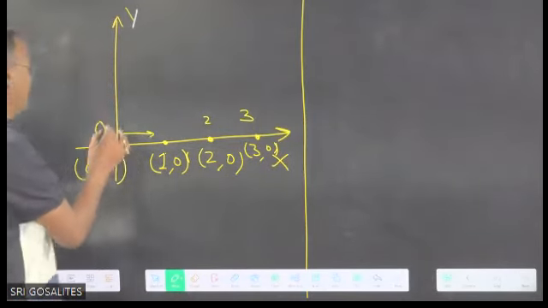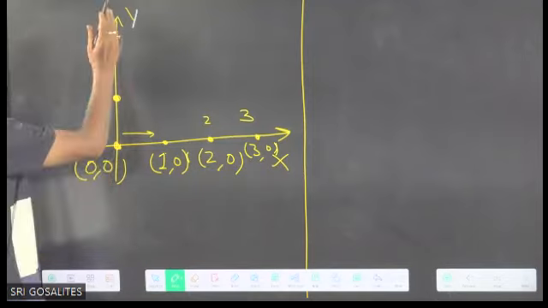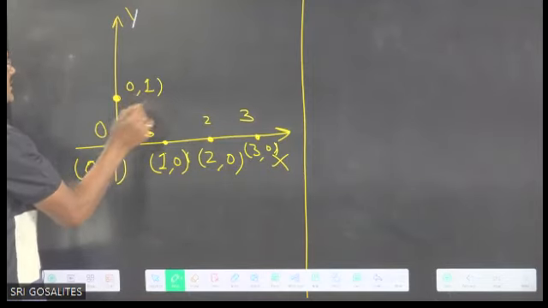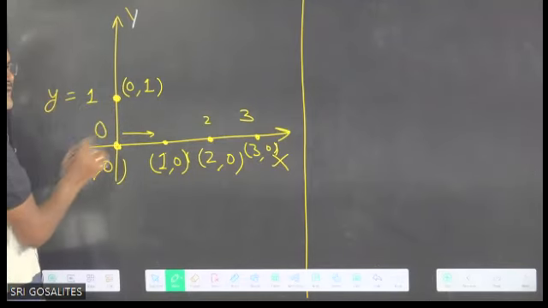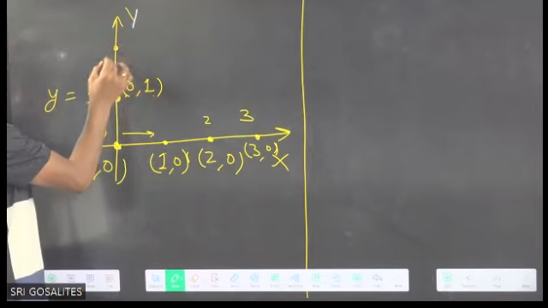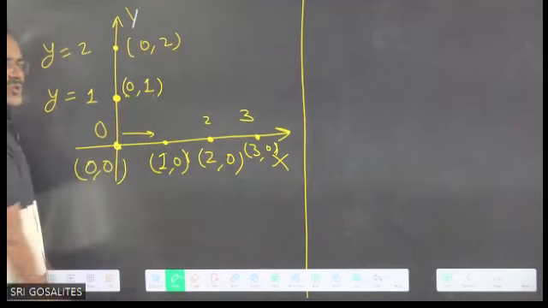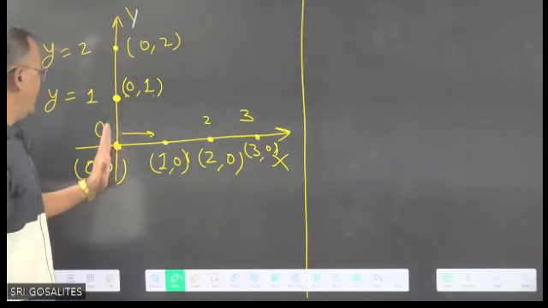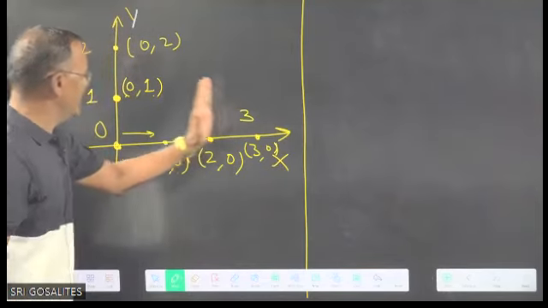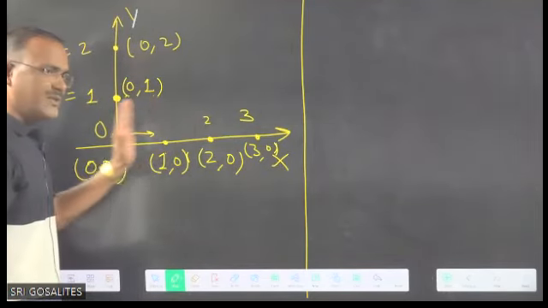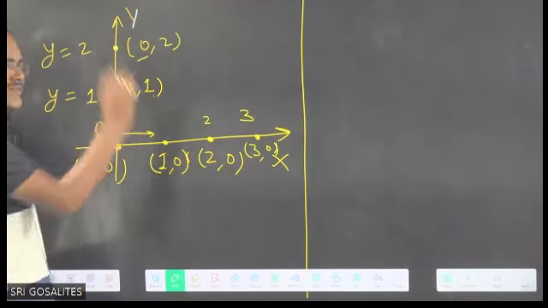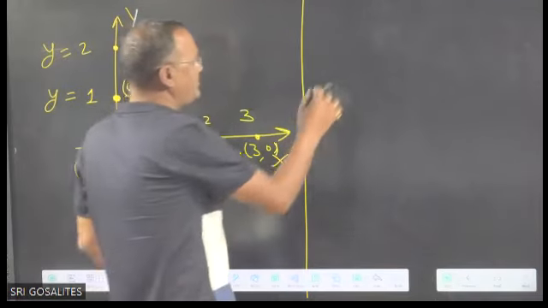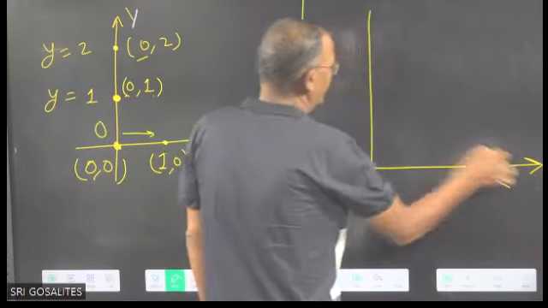Okay. Similarly, if you are moving up along the y, then after some time, if you are at y equals to 1, what are the coordinates here? 0, 1. After some time, if you are coming at y equals to 2, then here the coordinates are 0, 2. Because when you are moving only along the vertical direction, there is no variation along the x. Means आप आगे पीछे नहीं जा रहे हैं. So only y is changing, so x is 0.